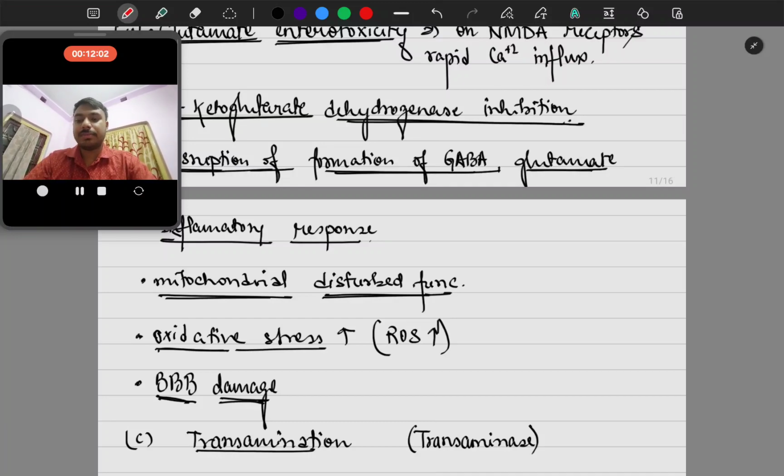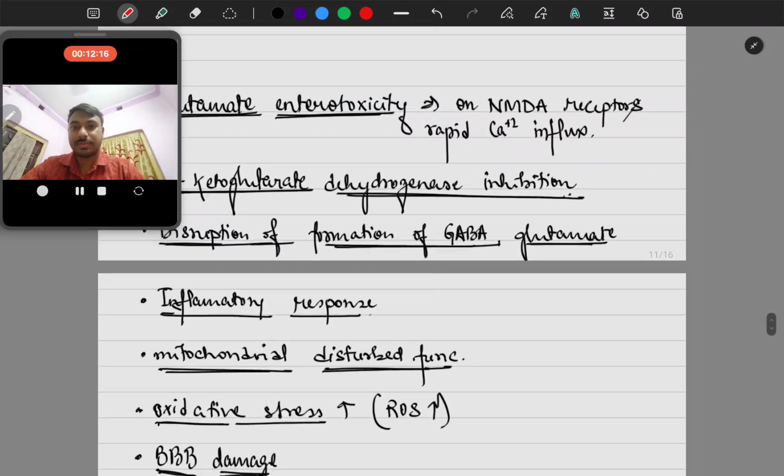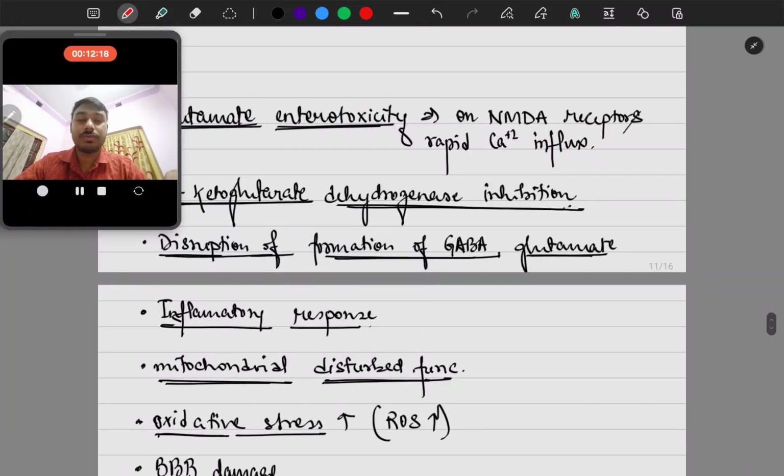And finally is blood brain barrier damage. If there is blood brain barrier damage, there will be infection, and there can be other deleterious things which may affect the brain. So these are some of the points which are affected due to ammonia toxicity.